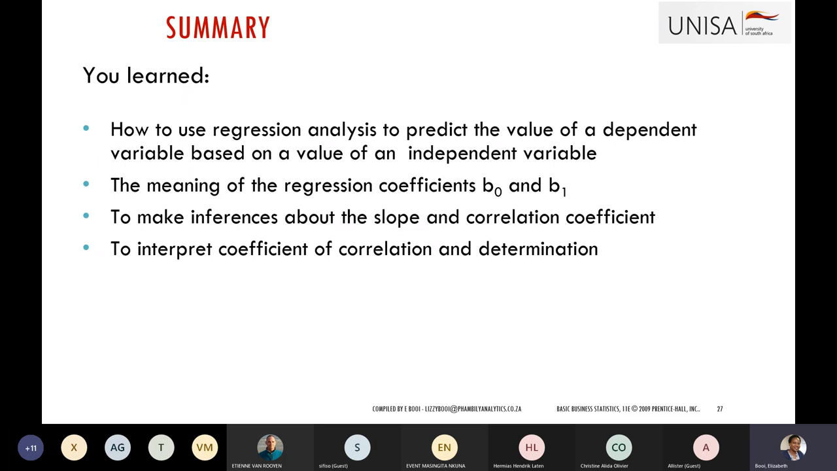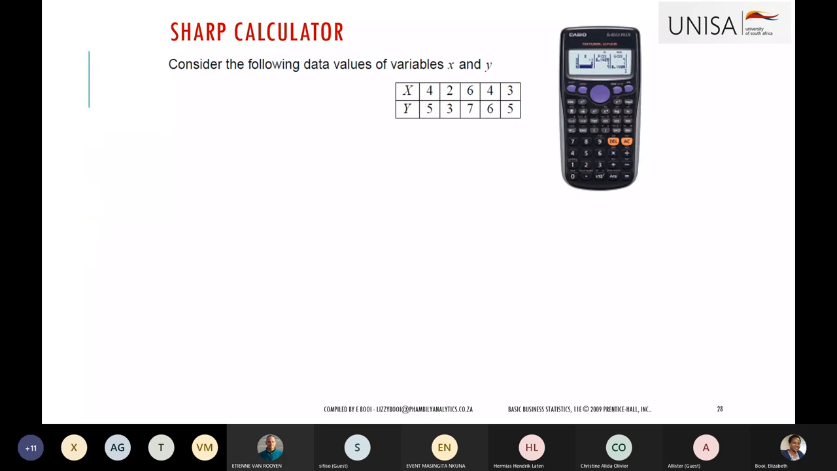Okay, we are not done. I'm just going to summarize. We still have a long way to go. So far, we've learned how to use the regression analysis to predict a new dependent variable based on a new X variable, independent variable. We've learned how to interpret the coefficients of regression, which are your slope and your intercept, B0 meaning the intercept and B1 being your slope. We also looked at how we calculate and interpret the coefficient of determination and coefficient of correlation.